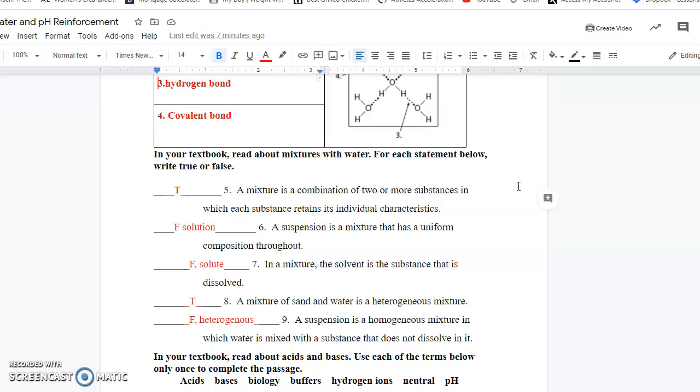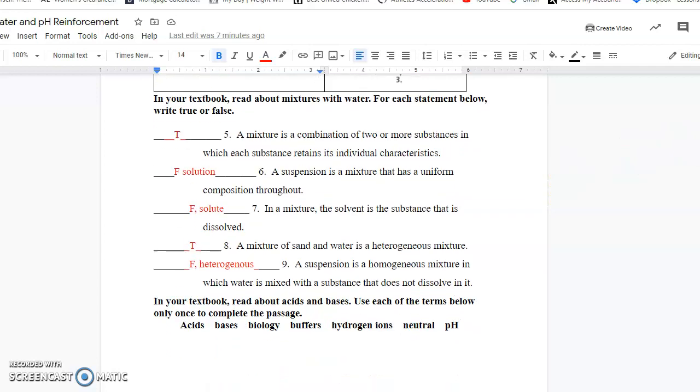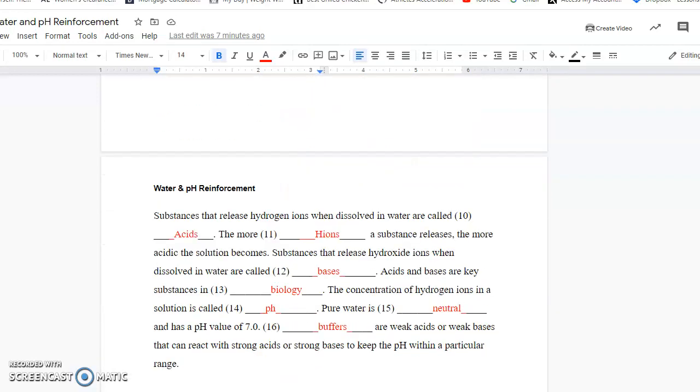7, in a mixture, the solvent is the substance that is dissolved. That is false. It's solute. 8, a mixture of sand and water is a heterogeneous mixture. That is true. They say separated, so it's considered heterogeneous. 9, a suspension is a homogeneous mixture in which the water is mixed with a substance that does not dissolve in it. That is false. It is heterogeneous, would make it true.